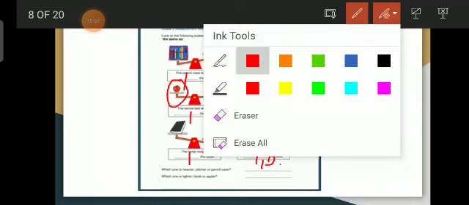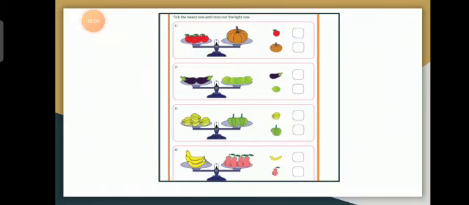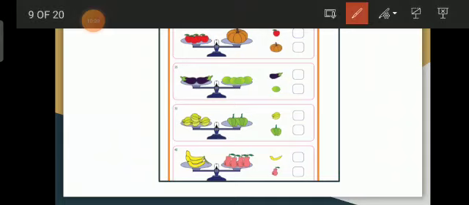Okay, now move to the next slide. I have erased this one. Move to the next one now. Your question is, tick the heavy one and cross out the light one. First, I will solve the weight. Here I write down the number of the objects like this.